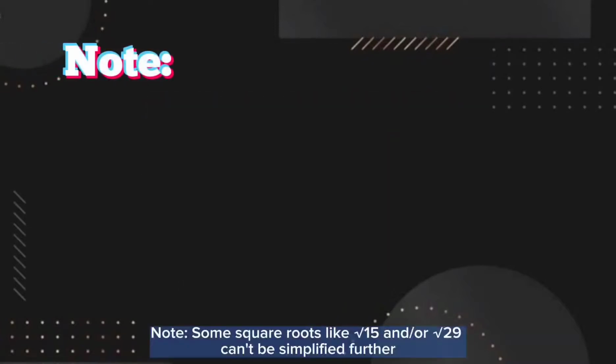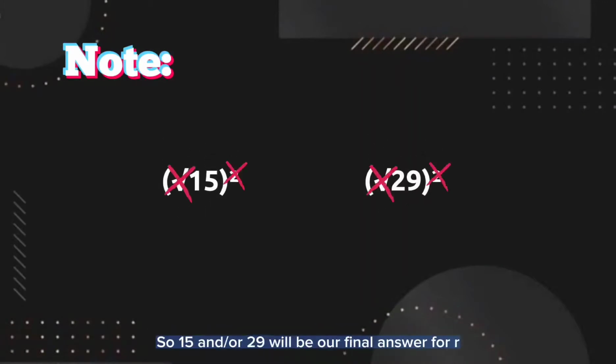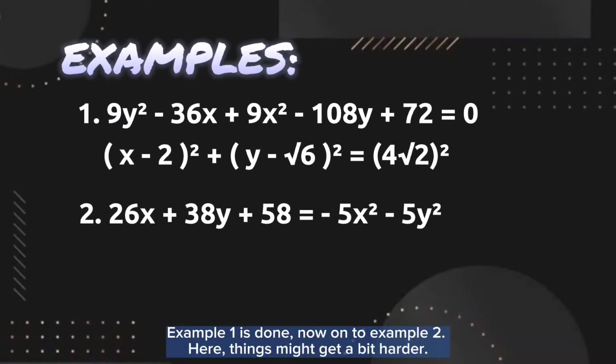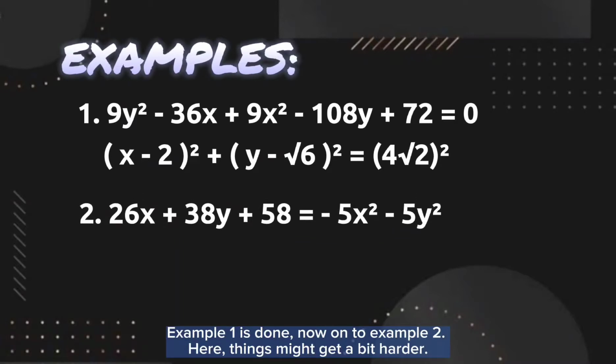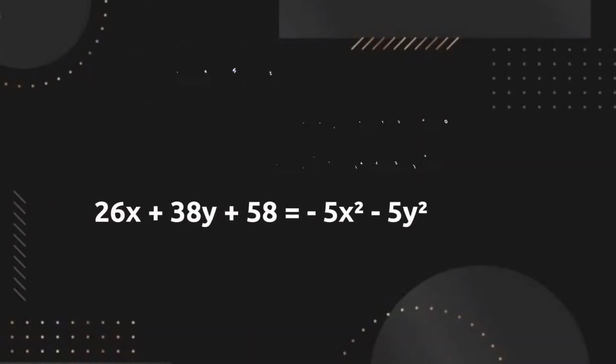Note, some square roots like square root of 15 and/or square root of 29 can't be simplified further. So √15 and/or √29 will be our final answer for r. Example number 1 is done. Now on to example number 2. Here, things might get a bit harder.